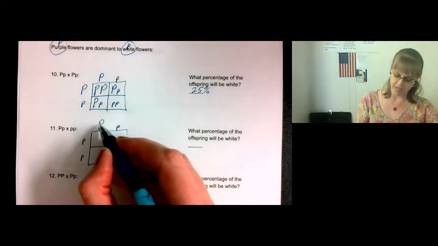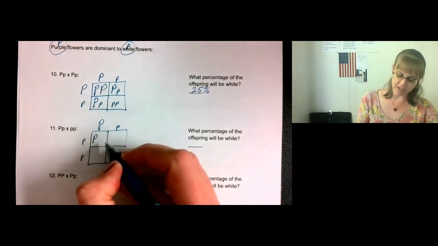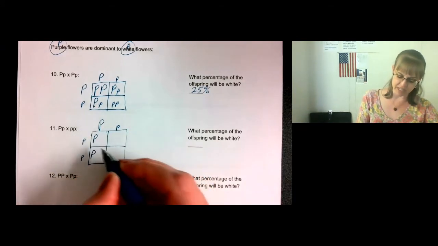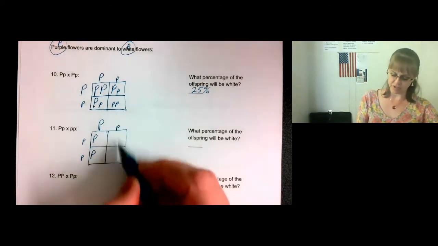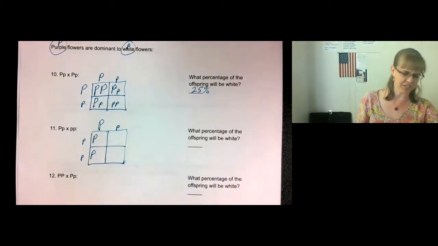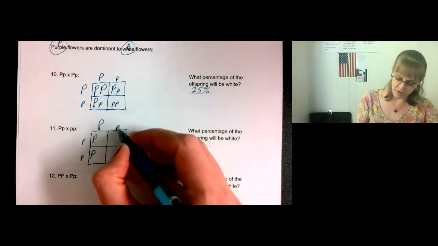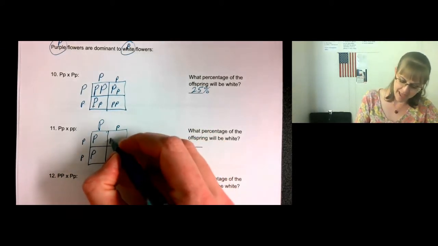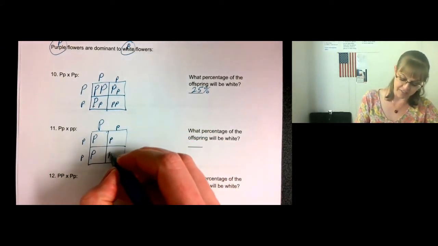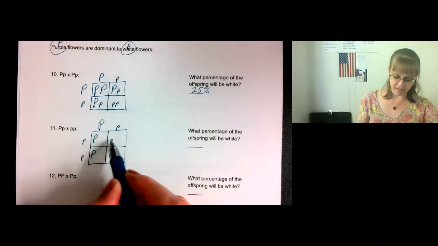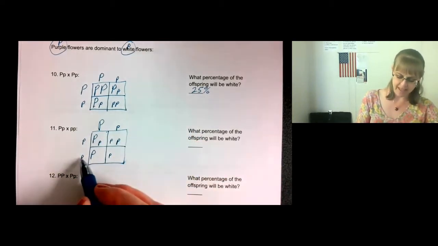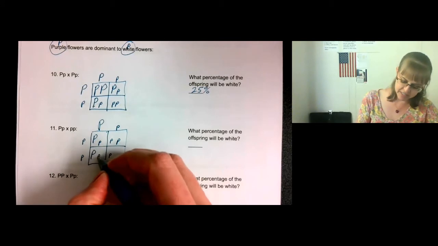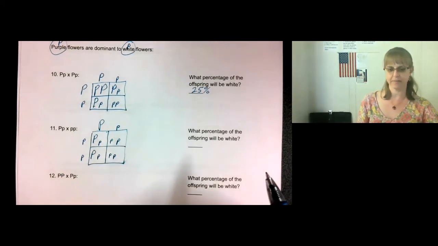Now we cross them. We take this capital and we write it here, and then if you want you can come down here because that capital will go in both of these columns. There's no more capitals, make sure you write those first. So now we're going to do the lowercase, and it doesn't matter if you write the lowercase first or second if there's not a capital. Now we take this one and it'll go for both of these, so lowercase p, and this one will go for both of these, lowercase, lowercase.